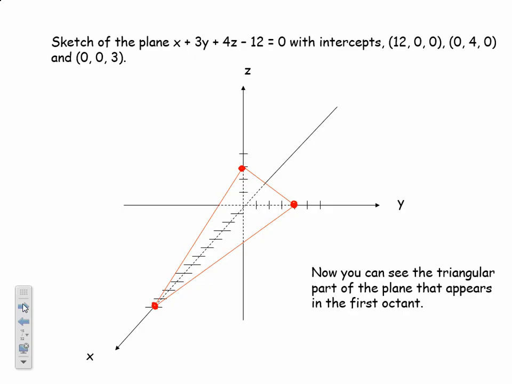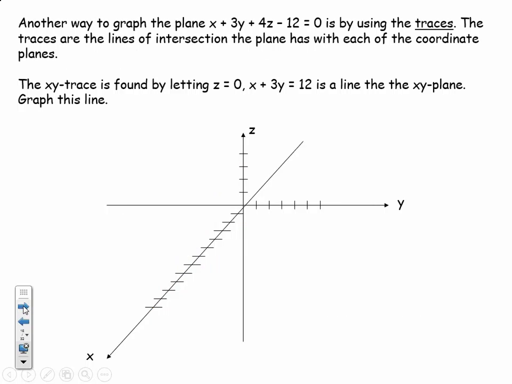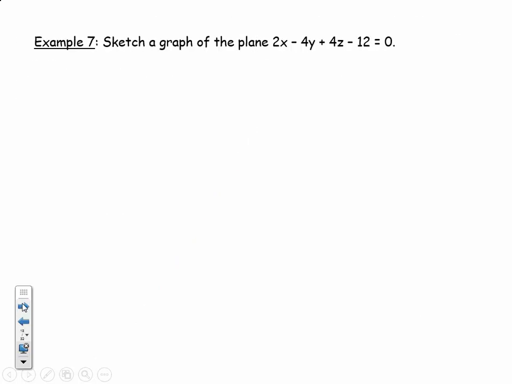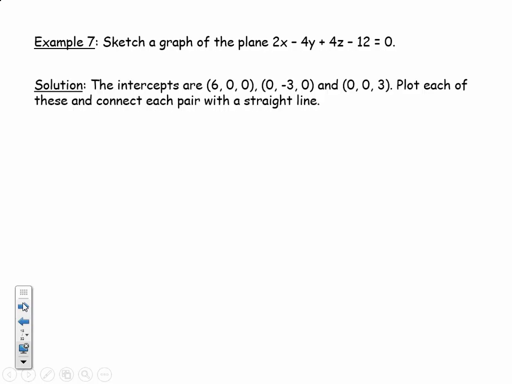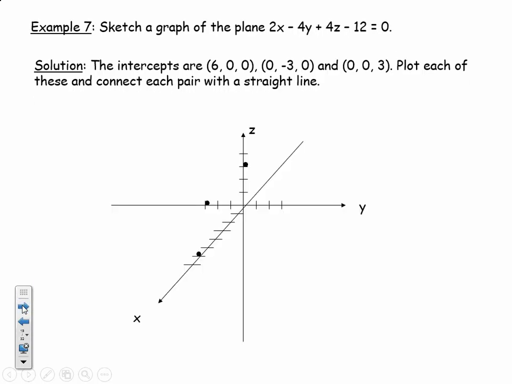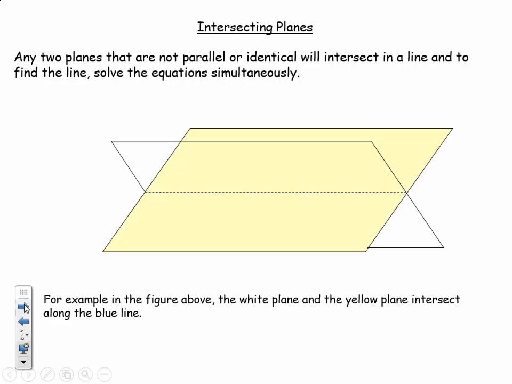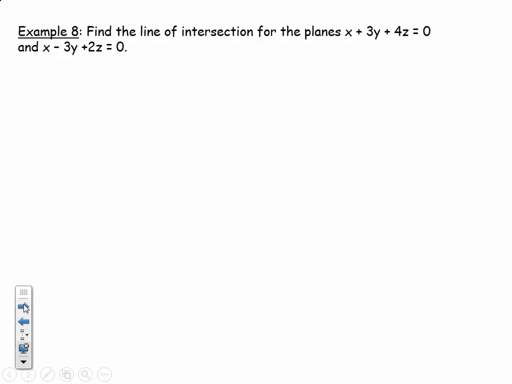Now we're going to talk about the intersection of planes real quick. The intersection of two planes is a what? Two planes intersect at a line. Two planes intersect at a line. Okay? So how do we find the equation of that line?